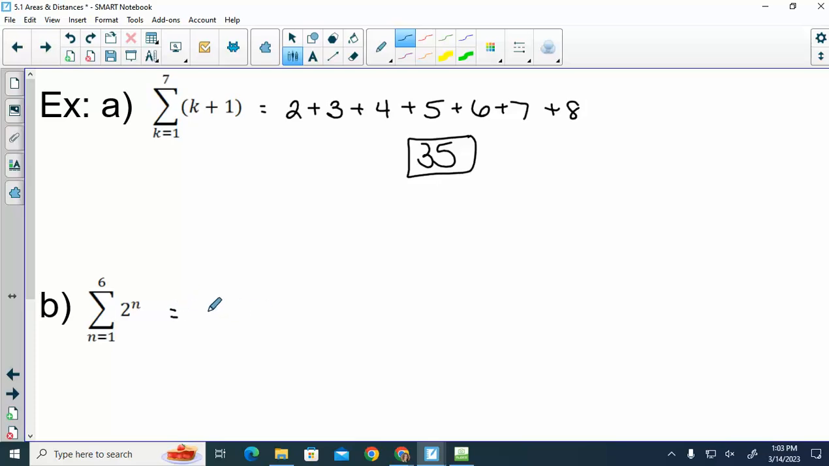B, 2 to the n power. So this is 2 to the first, plus 2 to the second, plus 2 to the third, plus 2 to the fourth, plus 2 to the fifth, plus 2 to the sixth. And 126.